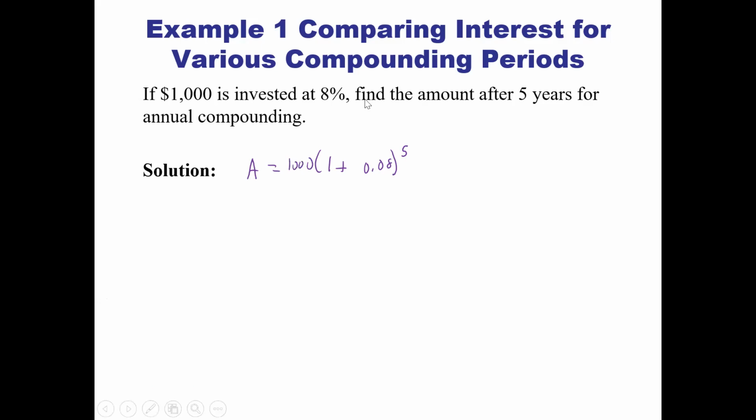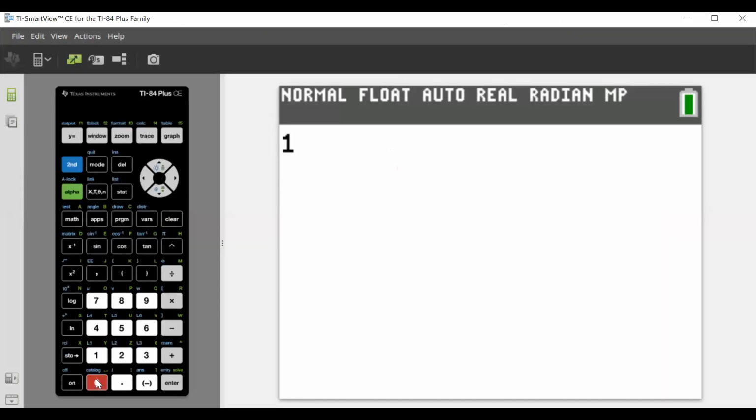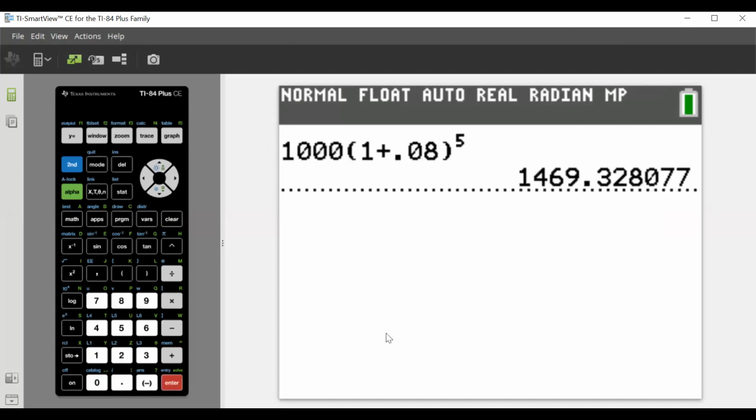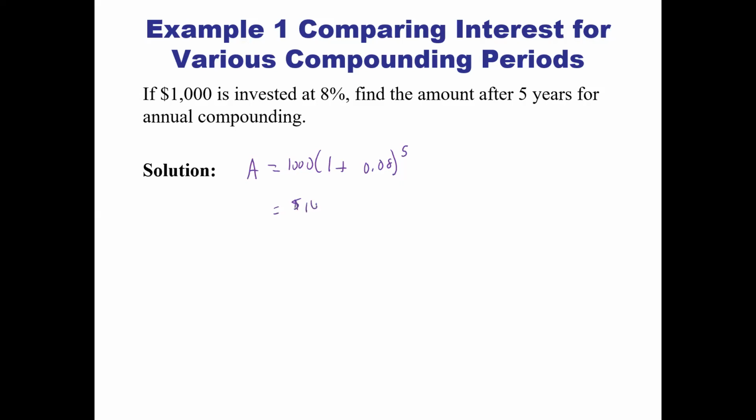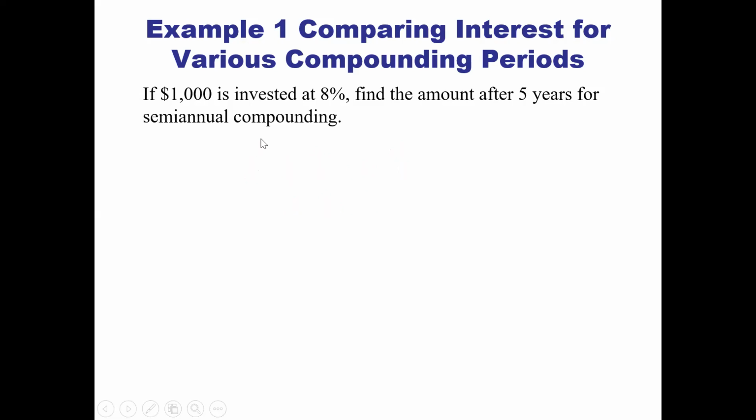And so now we just have that. And so if we go now to look at our calculator, let's clear all that out since we have new numbers. So we had 1,000 times 1 plus 0.08, and then that's going to be raised to the 5th. And so we get 1469.33. Okay.